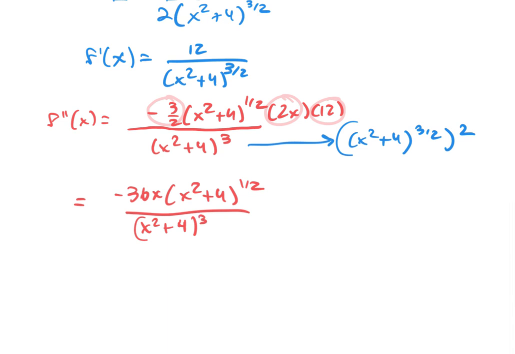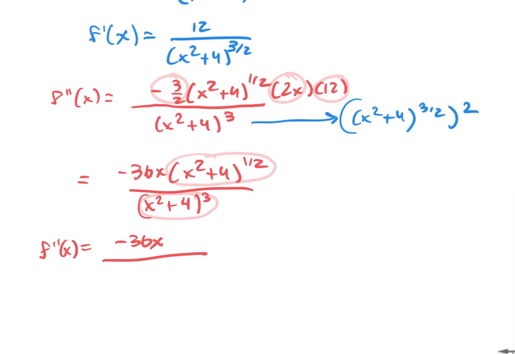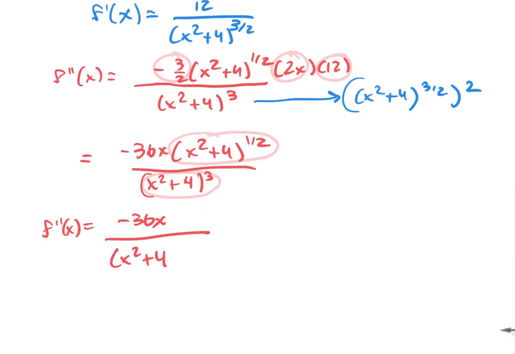Okay? And so from there, recognizing that, we really can simplify this a little more. You can use your exponent rules here and look at this and say, well, you've got x squared plus 4, you've got x squared plus 4. So you can subtract the exponents and simplify that a little more and say, well, the second derivative of x would be negative 36x divided by x squared plus 4 to the 5/2 power. So you have your second derivative.